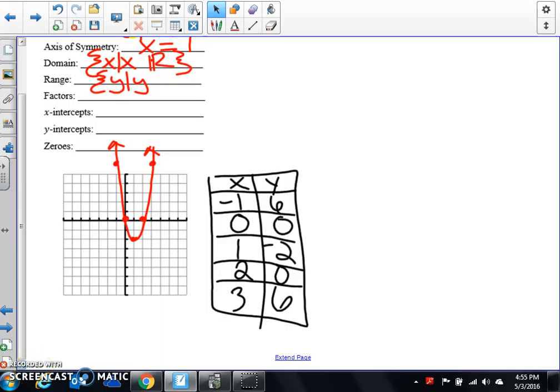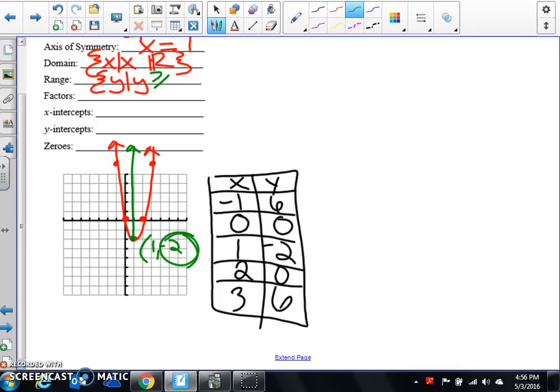Okay, so now we can go back to the range, and remember, it's all the values from the vertex up. So it's greater than or equal to, and remember the vertex, the point was 1, -2. So since it's range, I want to take that y value, so -2.